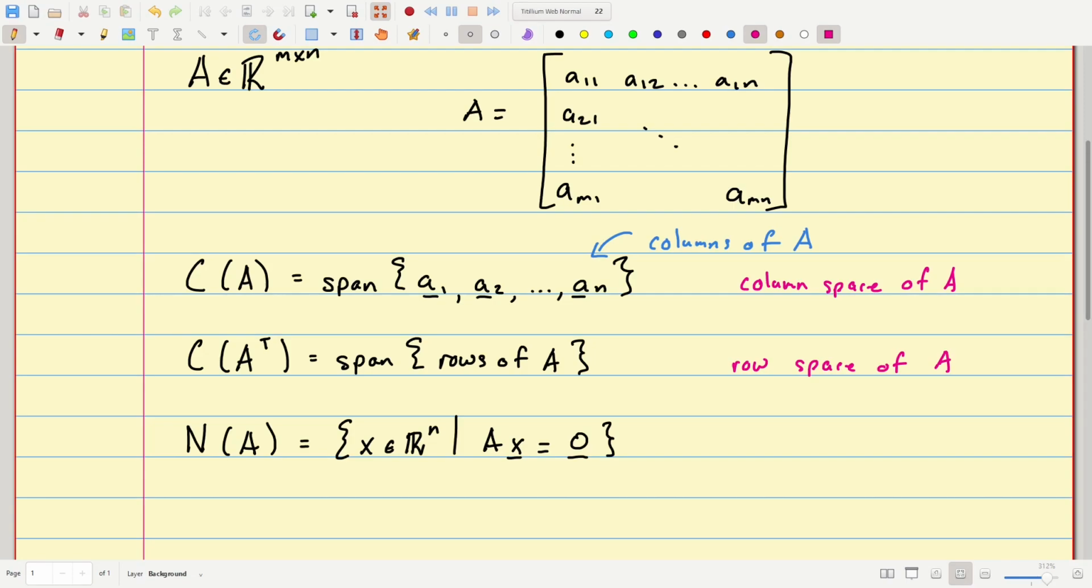So the two that we've talked about are the column space and the row space. Here we have the set of all vectors in Rn such that A maps x to 0. We've talked about this before. This is the null space of our matrix.